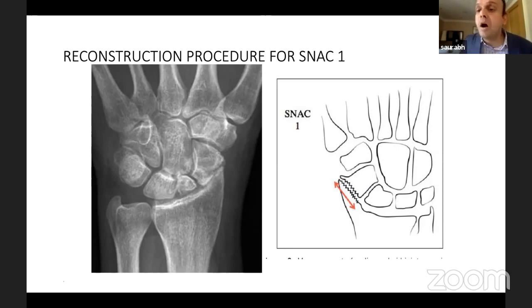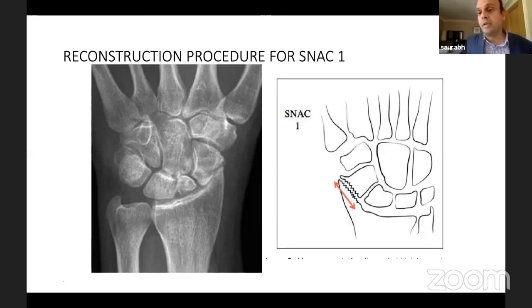STT fusion is a very hard fusion to achieve, with 40-50% non-union, because you're trying to get the scaphoid to fuse to the trapezium and trapezoid, lots of surfaces to fuse. So even for STT arthritis, I would do a scaphocapitate fusion. There is hardly any role for STT fusion in today's practice. Absolutely. Because in case you want to do a limited-risk fusion, better to go capitolunate.